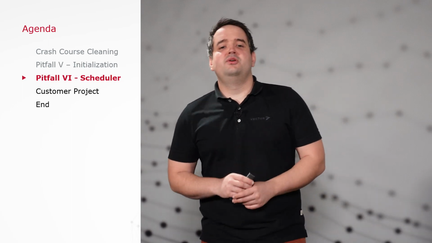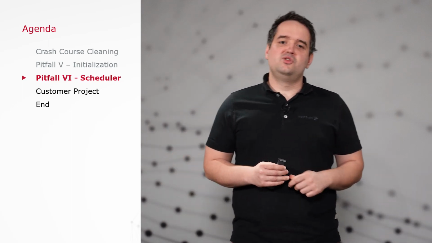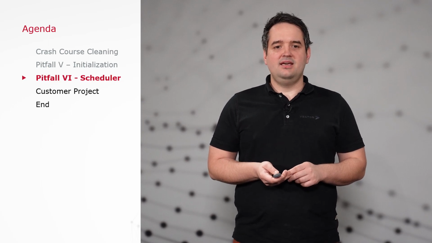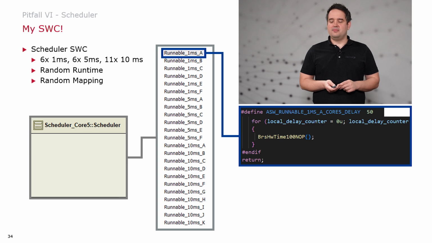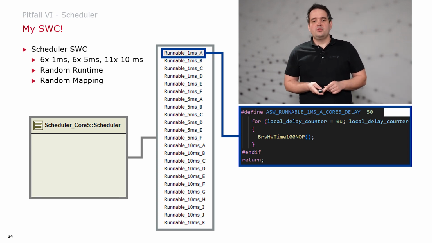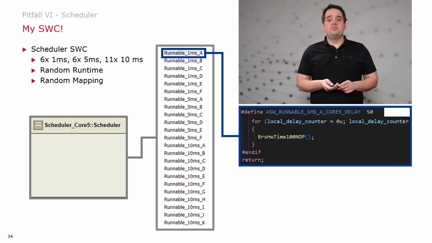Now, since we dealt with the initialization phase, let's come to my pitfall 6 for you, the scheduler. In this case, I would like to come up with another example project. So here we now have a scheduler component. This one has some random runnables. I call them 1 millisecond, 5 millisecond, 10 millisecond runnables.